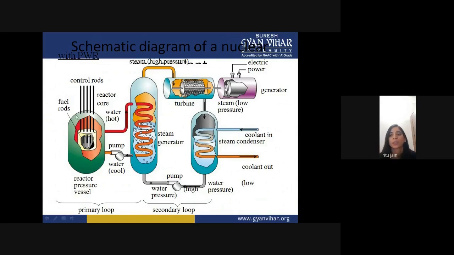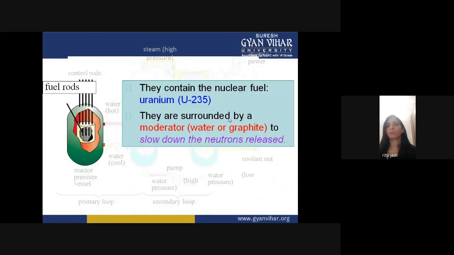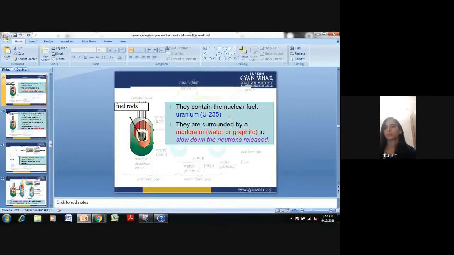water to heat. So this is called your primary loop, where the chain reaction is happening, and this is your second loop, the secondary loop, where your electricity is generated. So this is your schematic diagram of a nuclear power plant with PWR. Now, these are your fuel rods, which are very important.